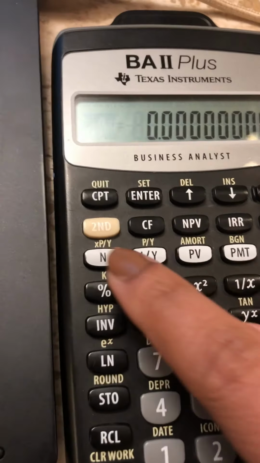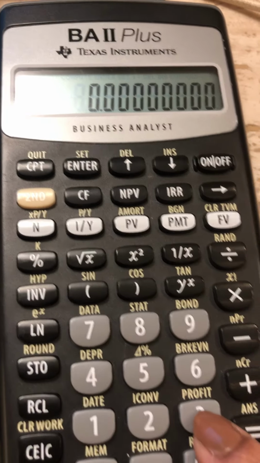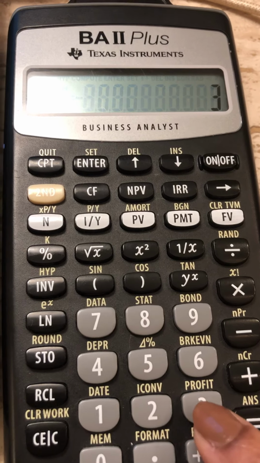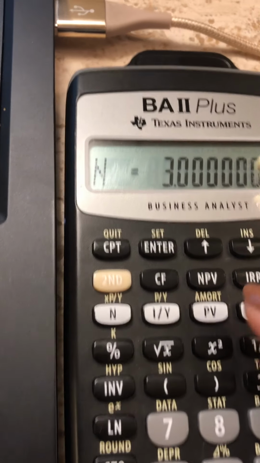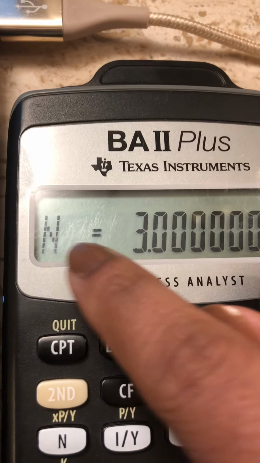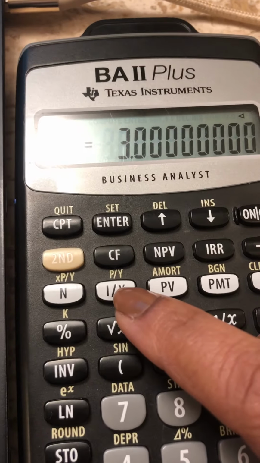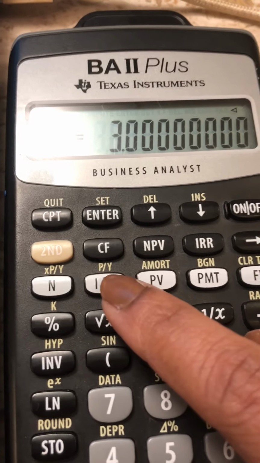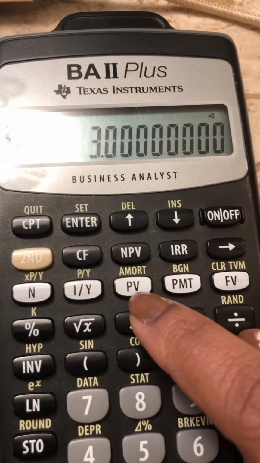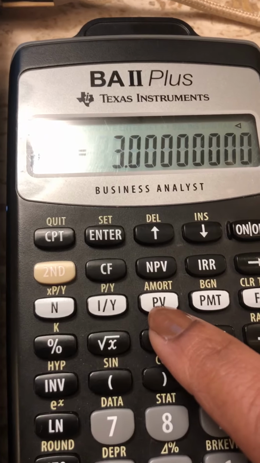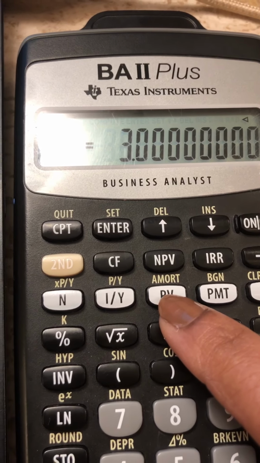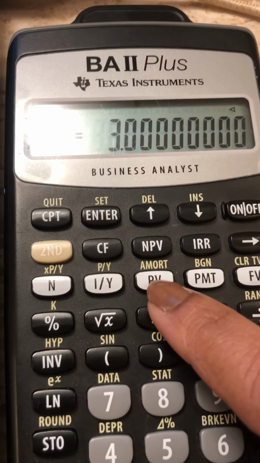So I'm going to start off with N, or the number of years, which is 3. So I'd say 3 and then press N. So I'm really setting my N equal to 3. The I/Y, or the yield to maturity, is what I need to compute. So I would move to the next value, which is the present value of $100,000.